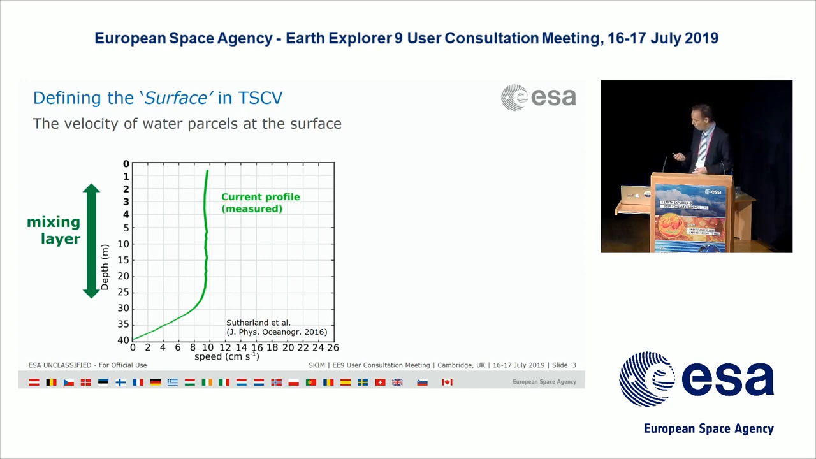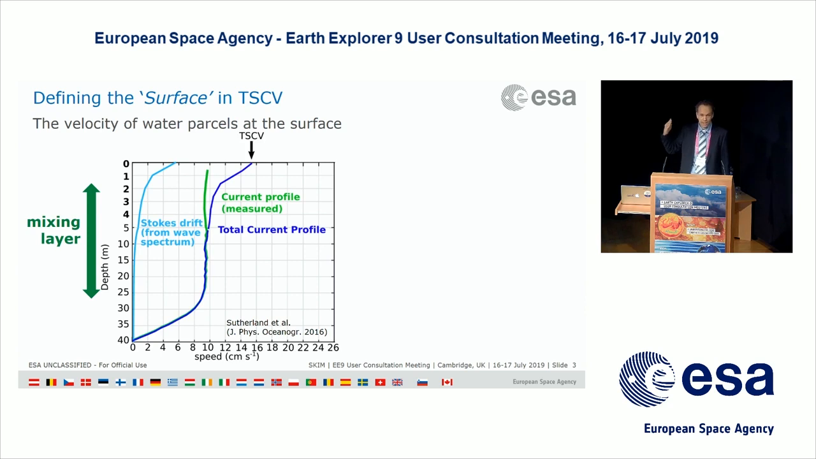Now, this is not all of the flow that a water parcel actually experiences, because on top of that, there's what we call the Stokes drift. And the Stokes drift is the net drift due to the orbital motion of the waves. The two combine to form the total current profile. And it is this total current profile by which anything floating around on the ocean is moved around. And the TSCV sits right there.